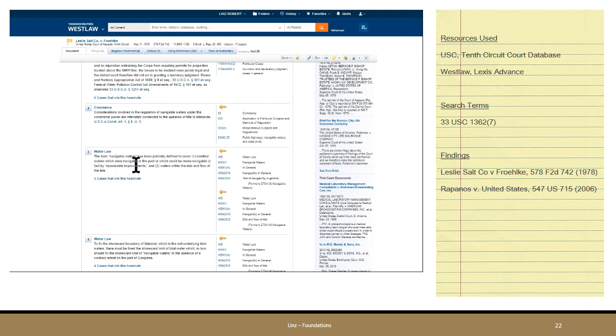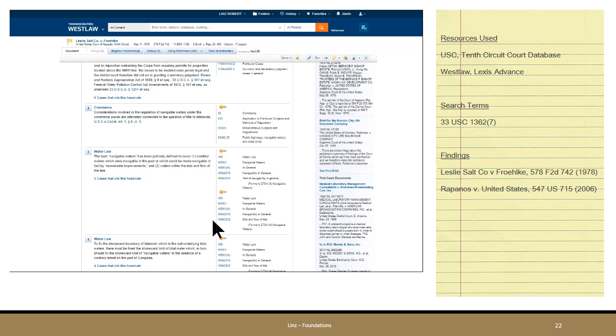Water law: the term navigable waters has been judicially defined to cover non-tidal waters which are navigable in the past or which could be made navigable, in fact, by reasonable improvements, and waters in the ebb and flow of the tide. So we could click on 5 cases that cite this headnote, and that would be fine. The other approach, the broader approach, we can use in Westlaw is to take advantage of the digest.